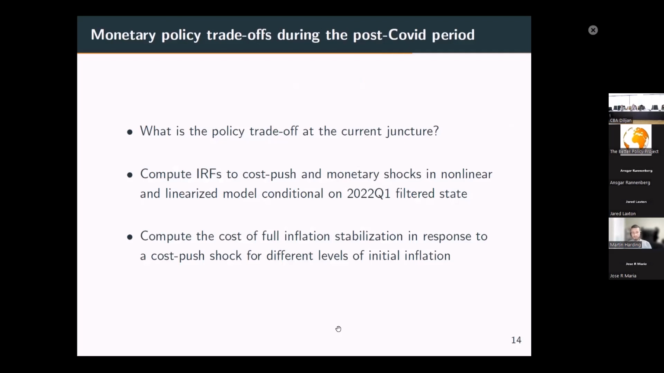So now that we have established that, we're going to look at monetary policy trade-offs at the current juncture, or at our latest observation in this paper, which is 2022 Q1. And the way that we're going to do this is that we're going to compute impulse responses to a monetary shock, to a cost push shock, and then to a monetary shock, to see what are the differences between the nonlinear and the linearized model, and how the trade-off to stabilize inflation worsens when inflation is elevated in the nonlinear model, okay?